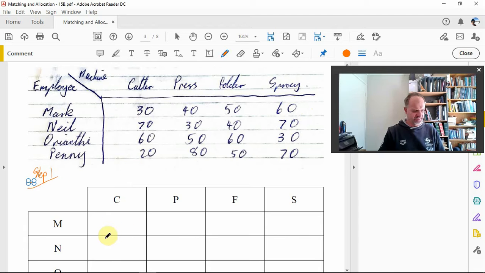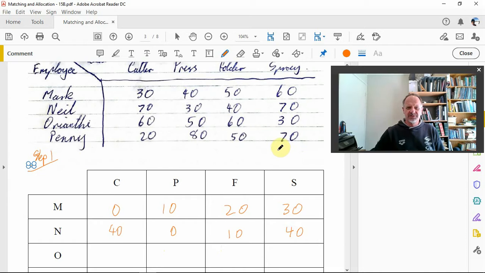So 30 minus 30, of course, is 0. 40 minus 30 is 10. 50 minus 30 is 20. And 60 minus 30 is 30. Then we move on to Neil. The lowest number for Neil is 30. So again, we take 30 from each of those. So 70 take 30 is 40. 30 take 30 is 0. 40 take 30 is 10. And 70 take 30 is 40.